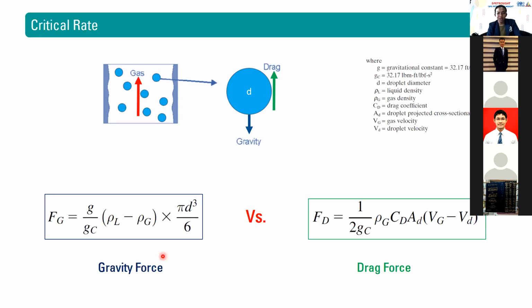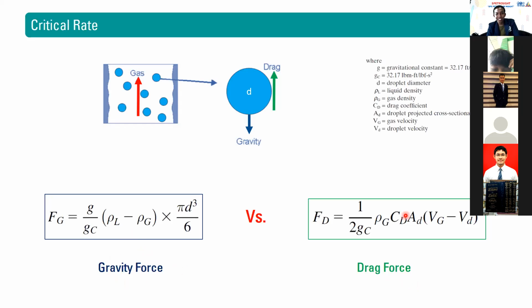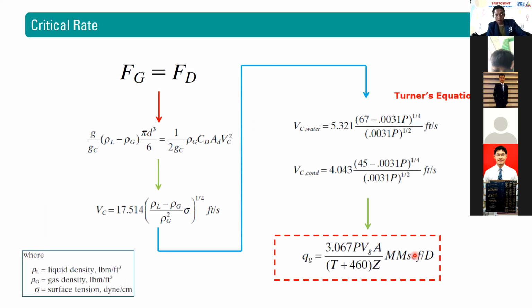If gravity force wins, then we will have liquid loading. But if the drag force wins, then we will go up. The well will be healthy. But if they are balanced, if the gravity force equals the drag force, then we have status quo. We will not die. We will be relatively healthy. Okay, gravity force and then drag force. So we just need some mathematics. It's not really that difficult.